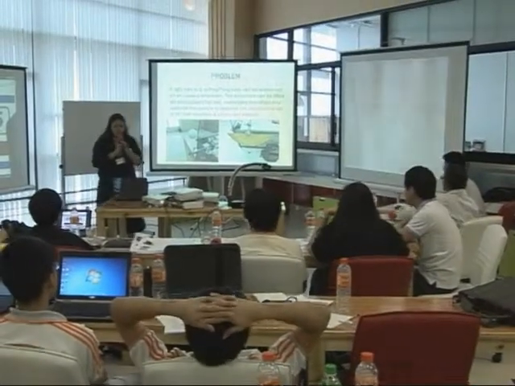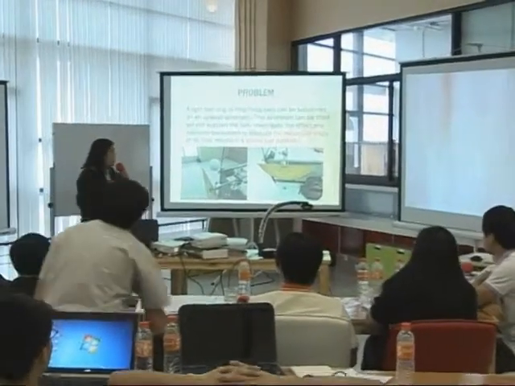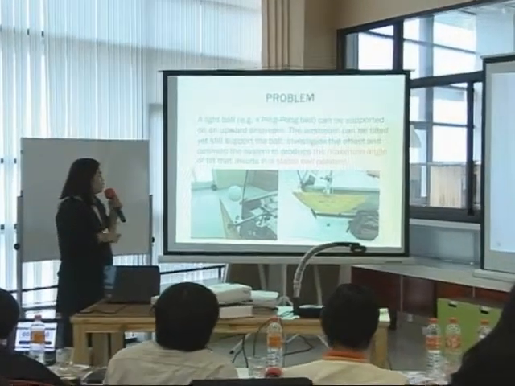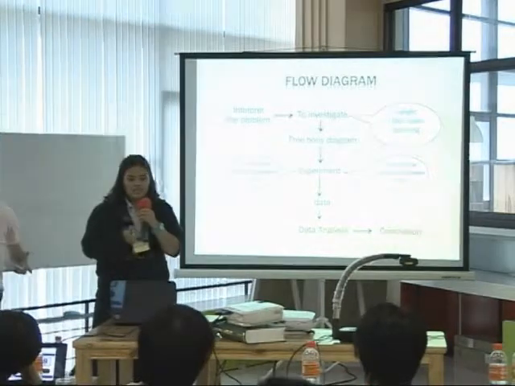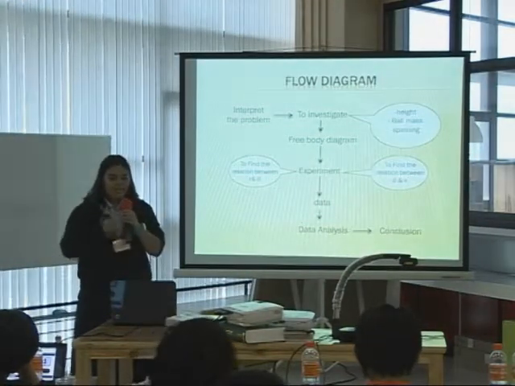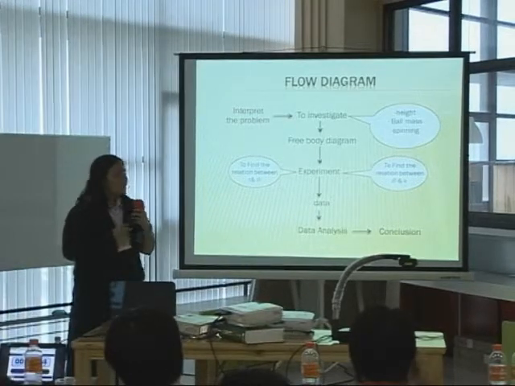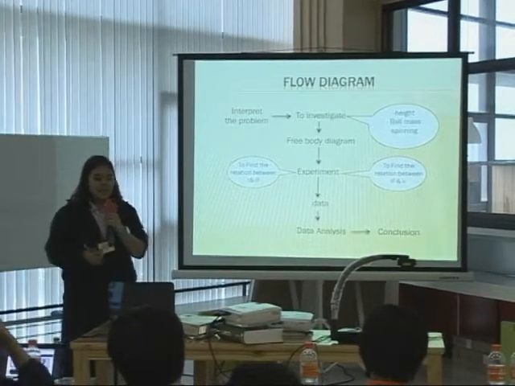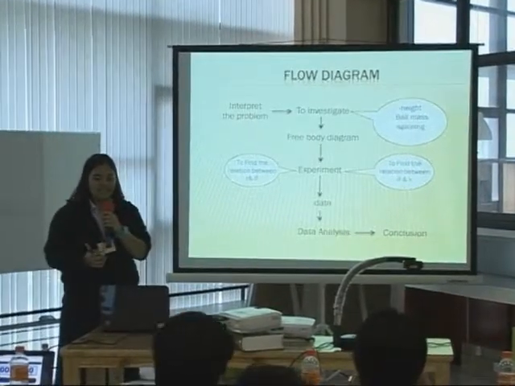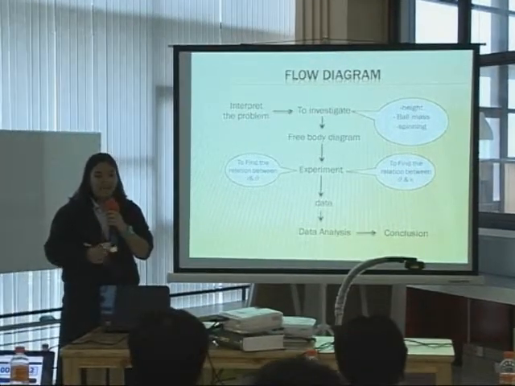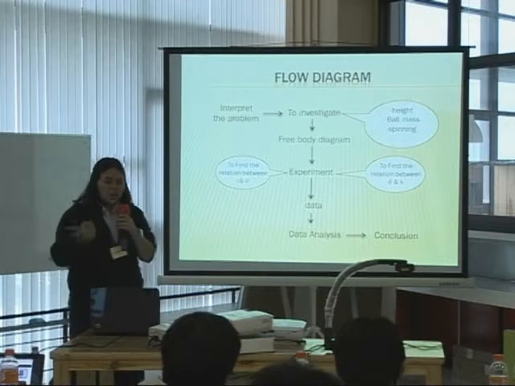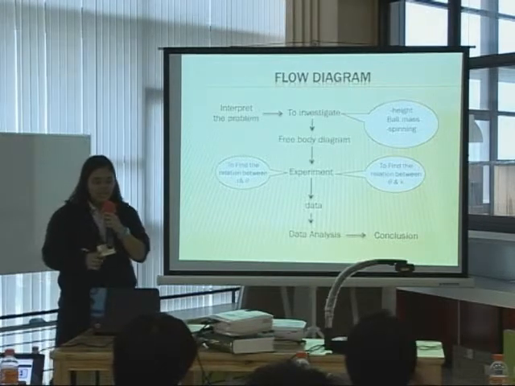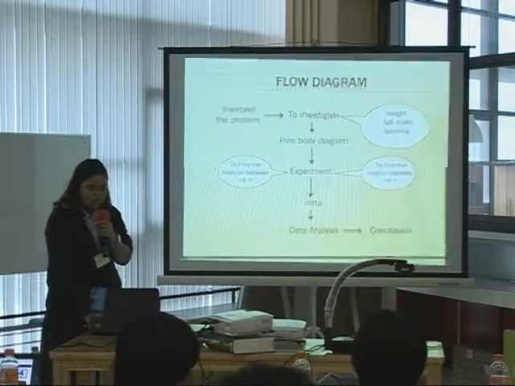Okay, the problem wants us to optimize the system to produce the maximum angle. From this, I made my flow diagrams, interpreted the problem, and investigated. What I found from the investigation is height, ball mass, and the spinning. Then I made the free body diagrams, made the experiment to find the relation between R and theta, and the relation between theta and K, which is a spatial ratio that I will show you on the next page. Then I have the data, made the data analysis, and finally, I made a conclusion.